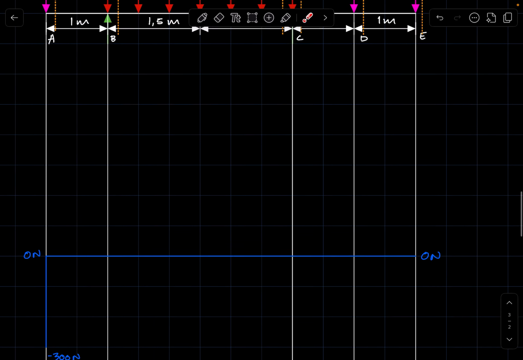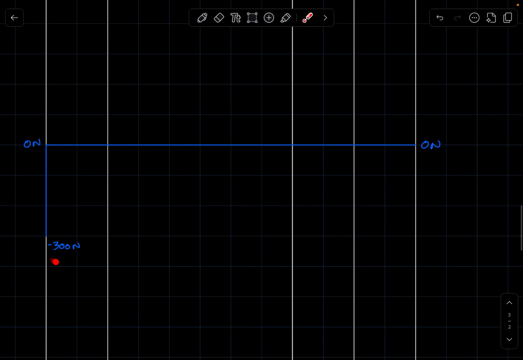Because as we move from point A to the next point, the forces we add or the forces we subtract, we are going to add or subtract from the negative 300. In this case it's the negative 300, but in other cases it could be something different. It could be something positive, whatever the case. It is important that you write down your first shear force, and the first shear force here is negative 300.